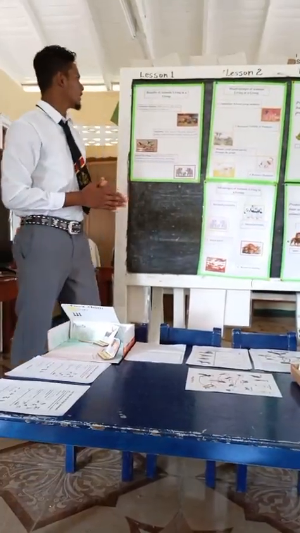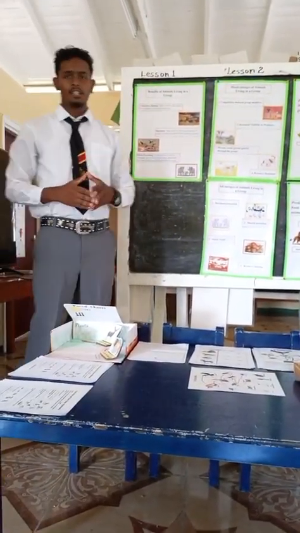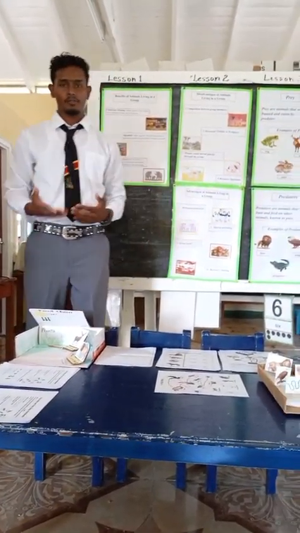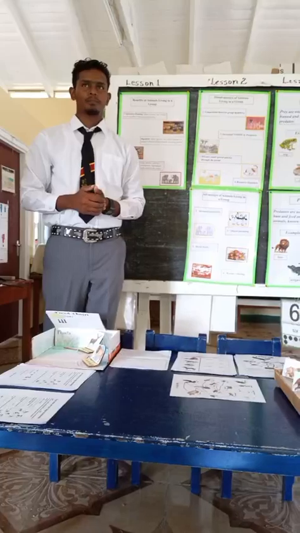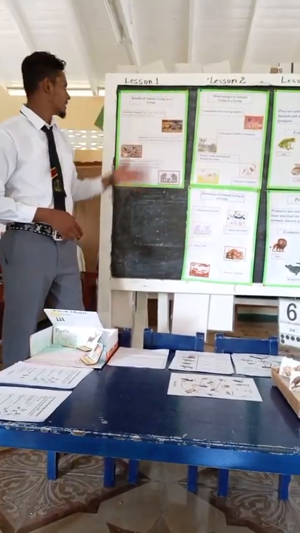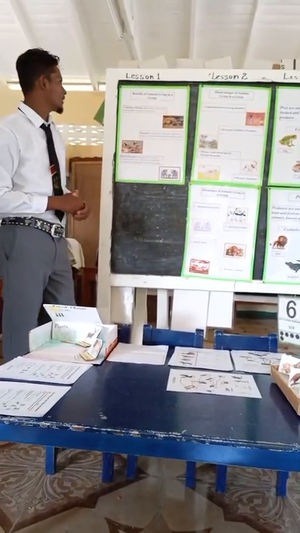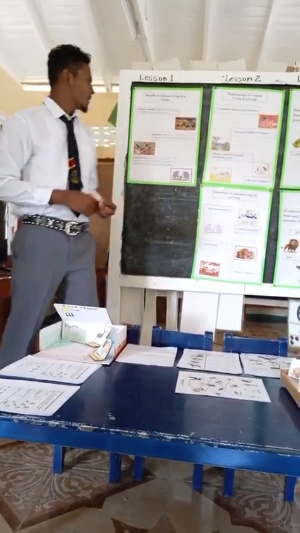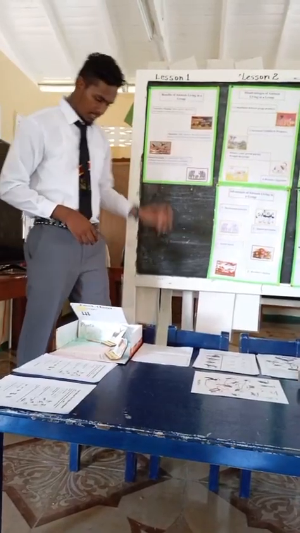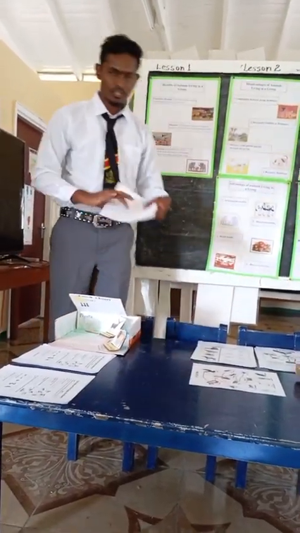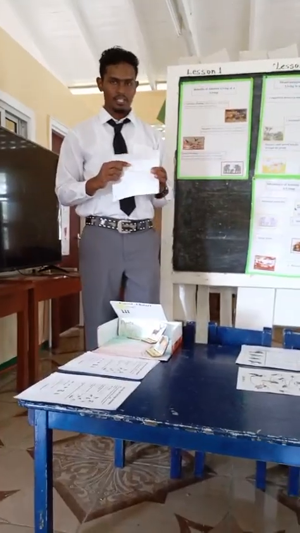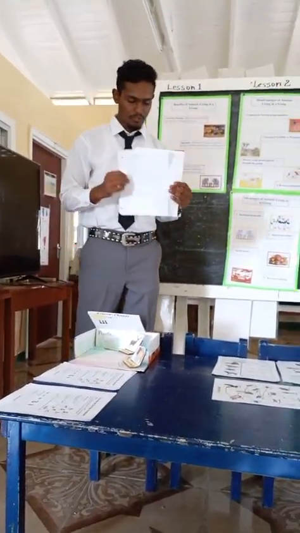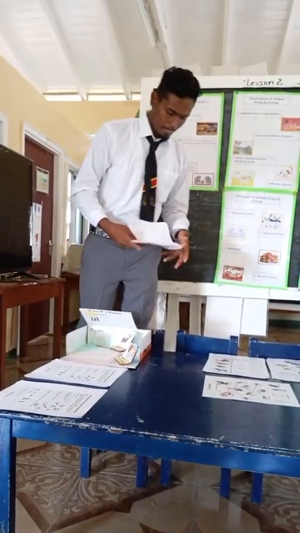For lesson one, I introduced the lesson by having the students look at a video. Then there were questions about the video. After that, this teaching aid was used. Lesson one was about benefits of animals living in groups. These are the worksheets used for lesson one. So we had the video, teaching aids, and the worksheets.